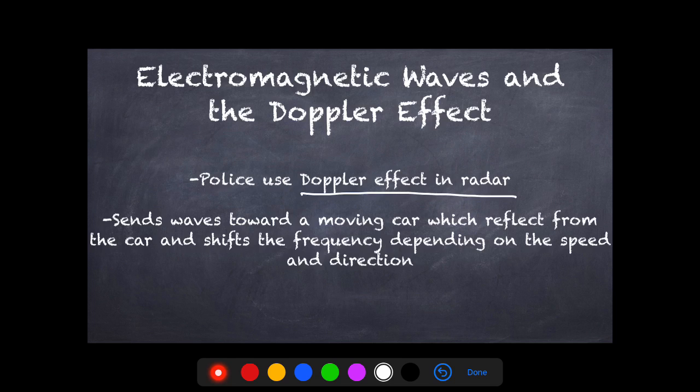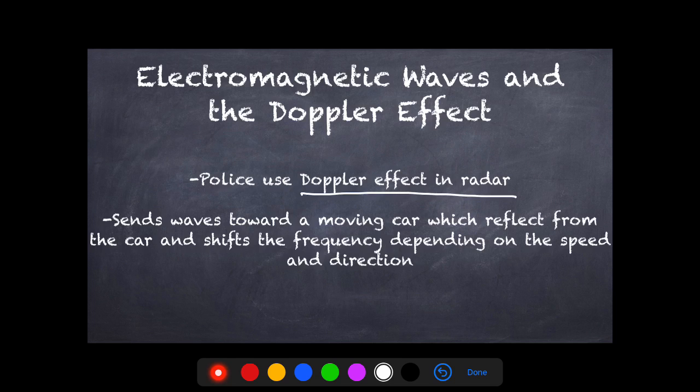So what happens is they send waves towards a moving car with their little device, which will reflect from that car and tell you what speed that car is moving depending on the frequency that they receive back on the device. And this will actually tell them what speed you're going at, and they can decide whether they need to pull you over or not.